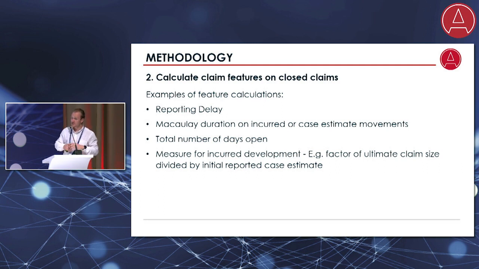Total number of open days, just estimating the actual length it was open for, and then getting some kind of measure for incurred development. So for example, taking the ultimate claim size, dividing it by the initial claim estimate at report date. You can think of it as all the chain link factors multiplied together. It gives a multiplication factor: if you just multiply it by the claim, you get to the ultimate. That sort of factor you can also use as a feature.